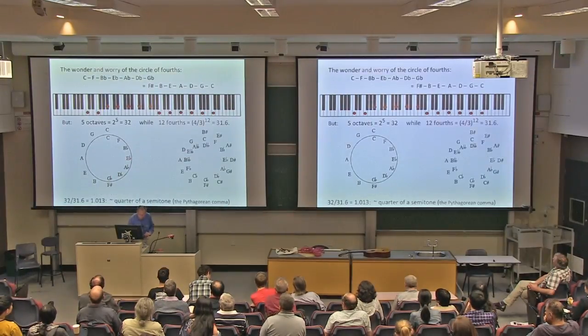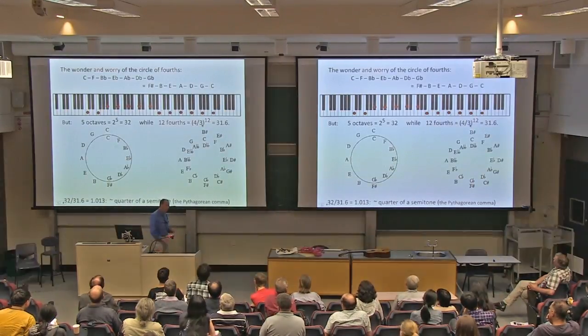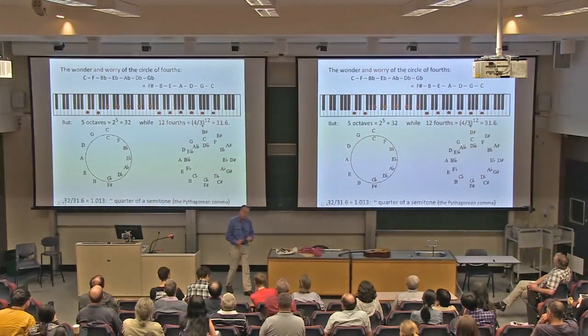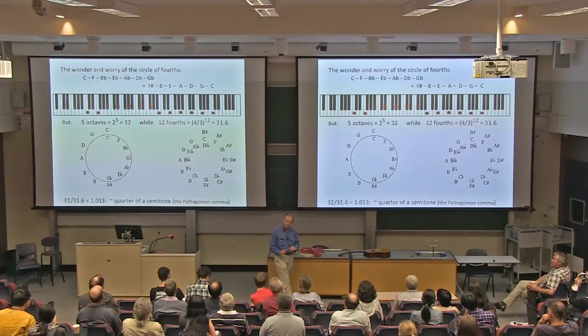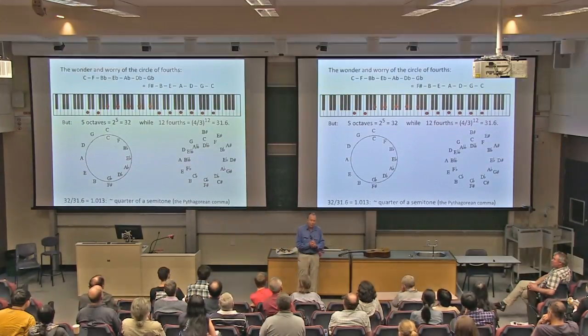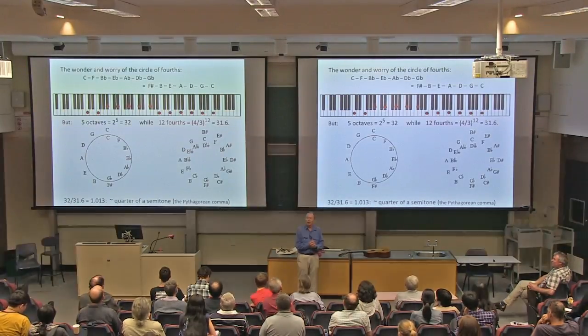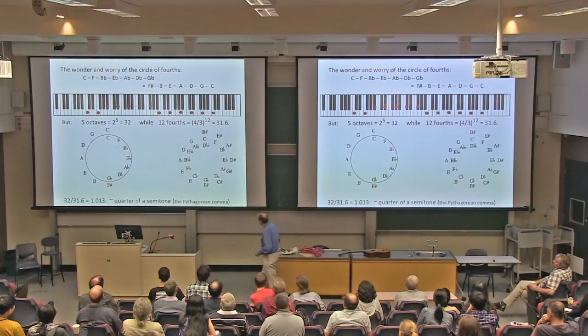The worry comes like this. If I've got 12 fourths, then it's 4 over 3 to the 12th power, and punching that into a calculator, I get 31.6. 2 to the 5 is 32, 4 thirds to the 12th power is 31.6, which are not equal. Not only are they not equal, they're way out. I mean, it's a quarter of a semitone. It's a serious amount. It's called the Pythagorean comma.